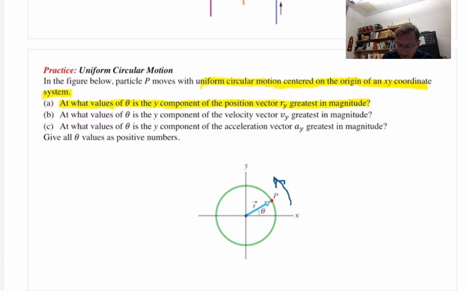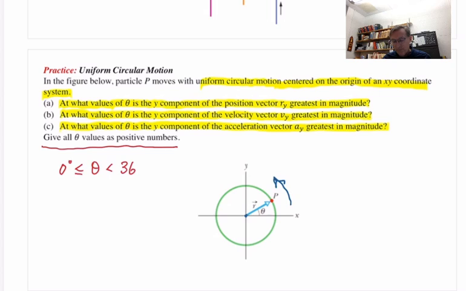B, at what values of theta is the y component of the velocity vector greatest in magnitude? At what values of theta is the y component of the velocity vector greatest in magnitude? And C, at what values of theta is the y component of the acceleration vector greatest in magnitude? Please give all theta values as positive numbers in that range, 0 inclusive, up to 360.